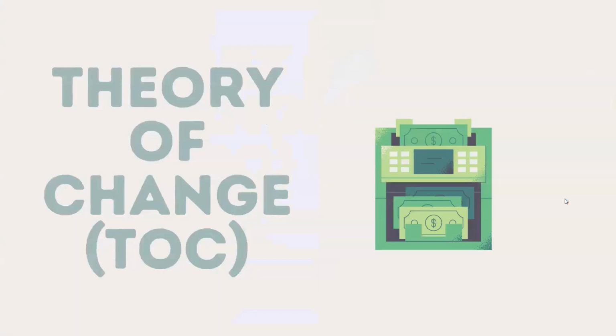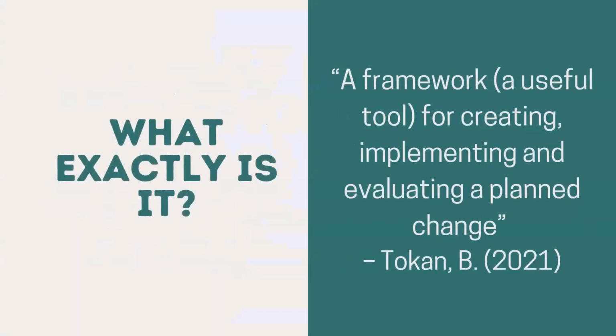So let's address the definition of theory of change again by way of reminder. What exactly is a theory of change? A theory of change is a framework, a methodology, a useful tool for creating, implementing, and also evaluating a planned change. That's my own definition. There are other definitions you would find, but this is quite a comprehensive definition when you think about what theory of change is. So you use it to create, to implement, and to evaluate the change that your beneficiaries have experienced or are likely to experience.